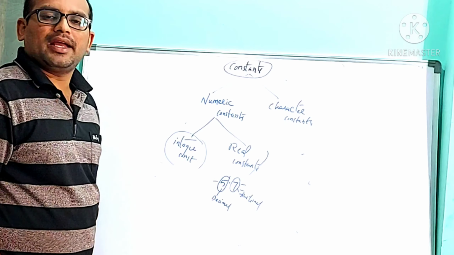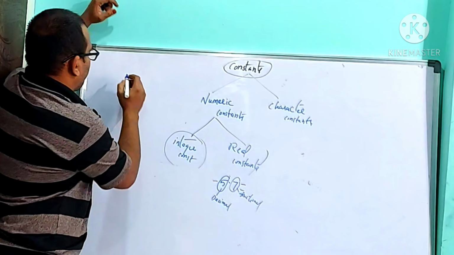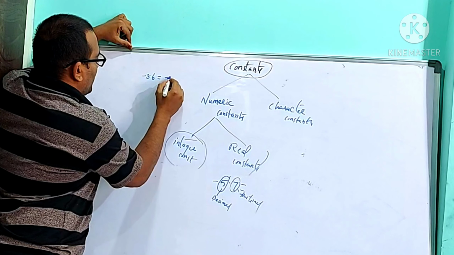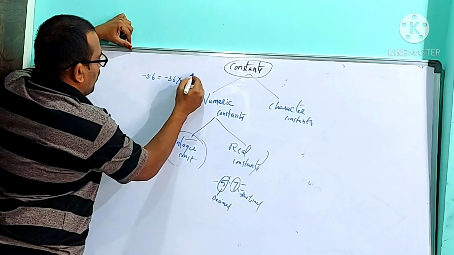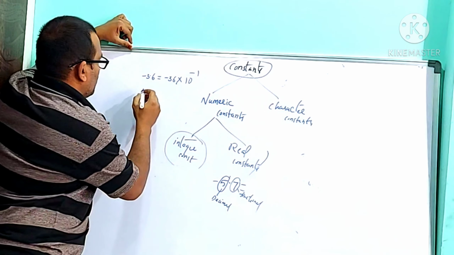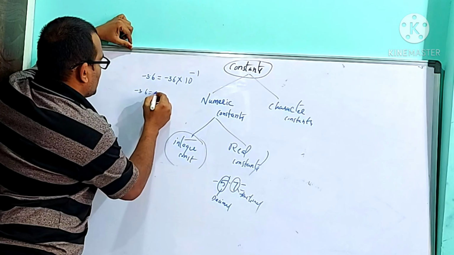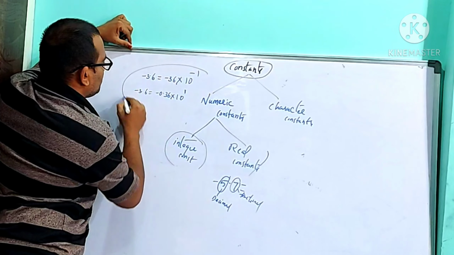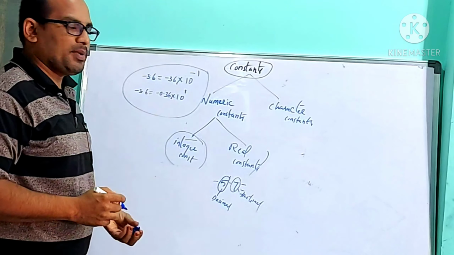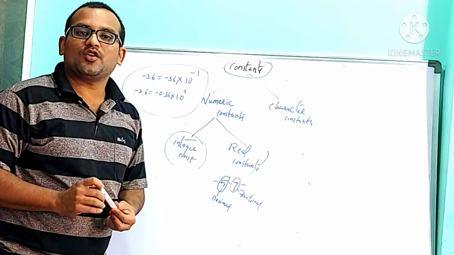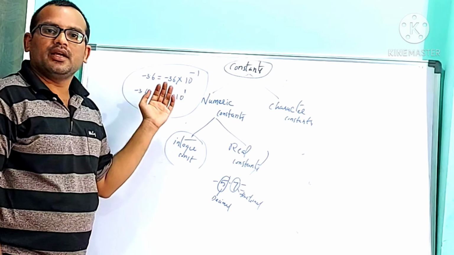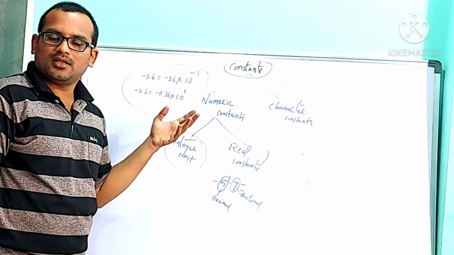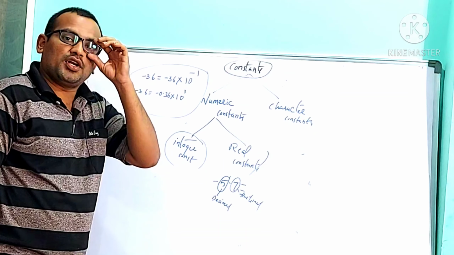What is meant by exponential notation? For example, minus 3.6 we can write as minus 36 into 10 power minus 1. Correct or not? Minus 3.6 can be written as minus 0.36 into 10 power 1. Correct or not? This representation is called the exponential notation. Into 10 power something we are writing, right? That representation is called the exponential notation.